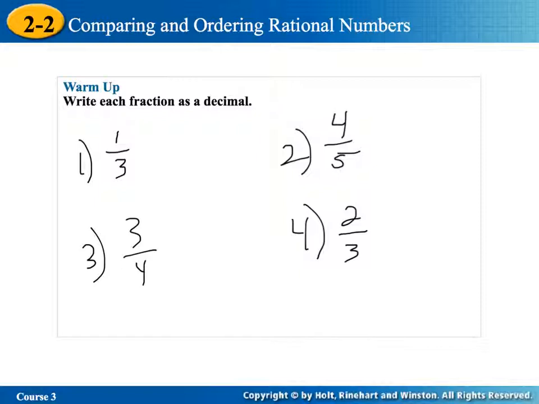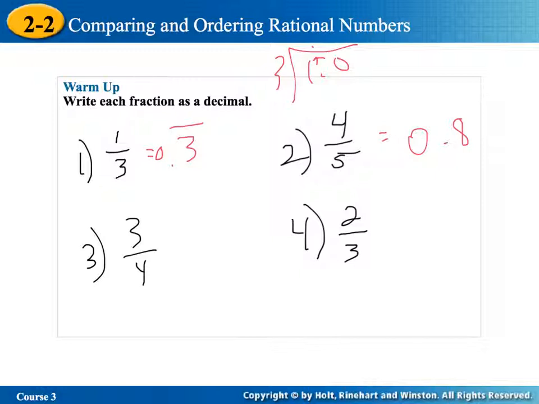Here we go. 1/3. Remember, as we take this, we take 3 into 1. How many times is 3 going to 1? We can't do it. So then we put a point in our decimal point and then a 0. Then we take 3 into 10. And our answer is going to be 0.3 repeating. 4/5. 4/5 are just 4 times 1/5.